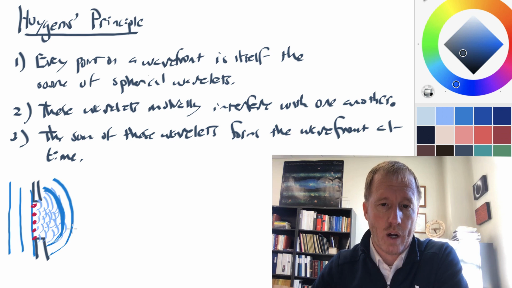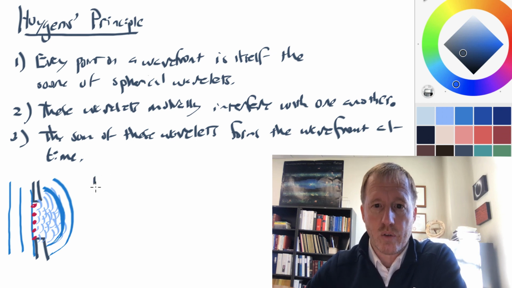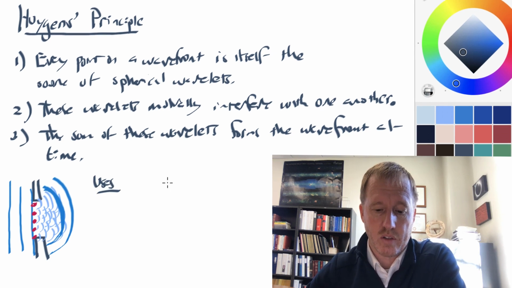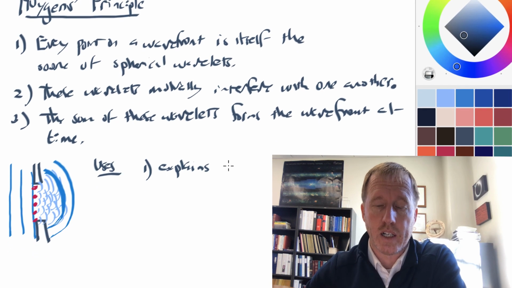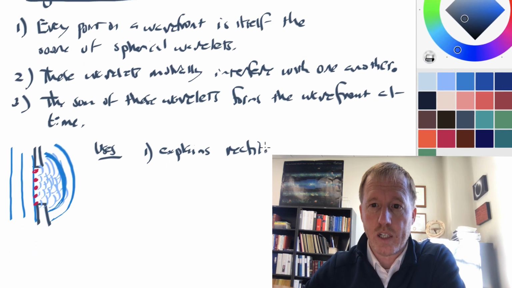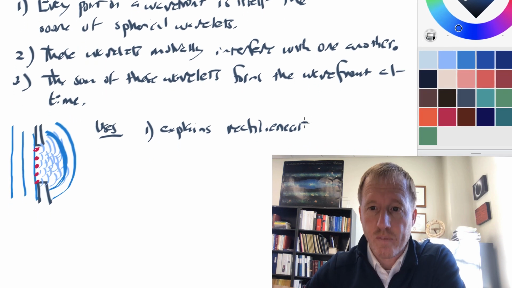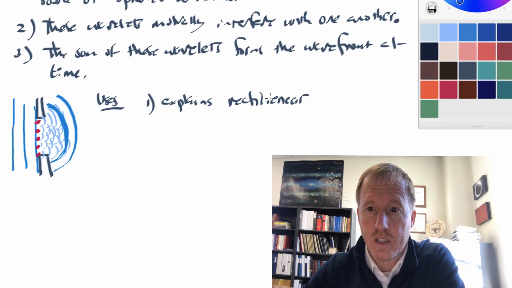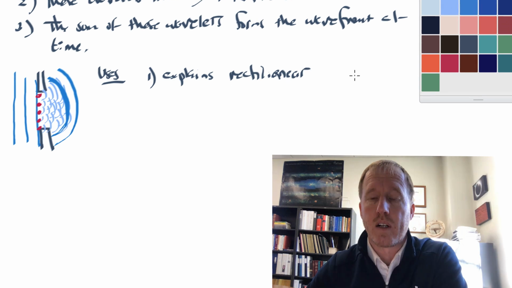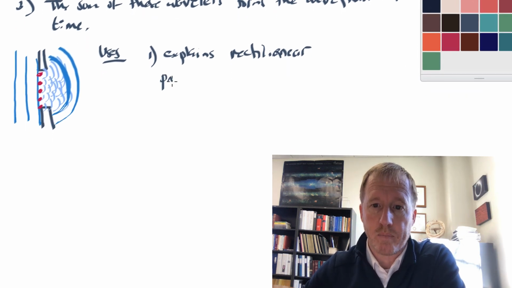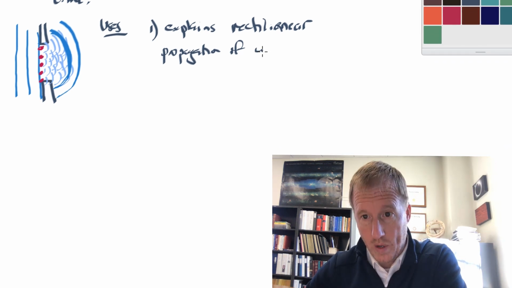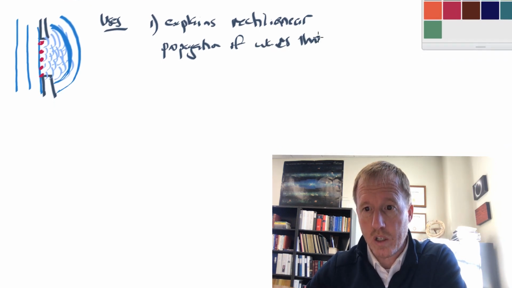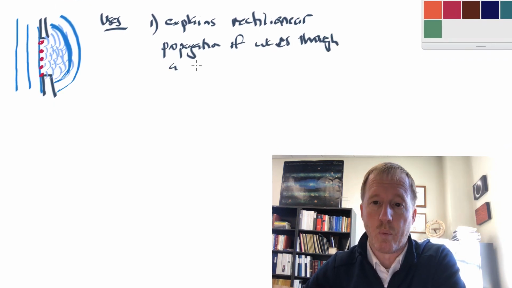Now, how does Huygens use this? So the use that Huygens makes of this is, first of all, he says it explains the rectilinear or straight line propagation. He uses the word rectilinear. Rectilinear propagation of waves through a barrier, through a window, let's say.